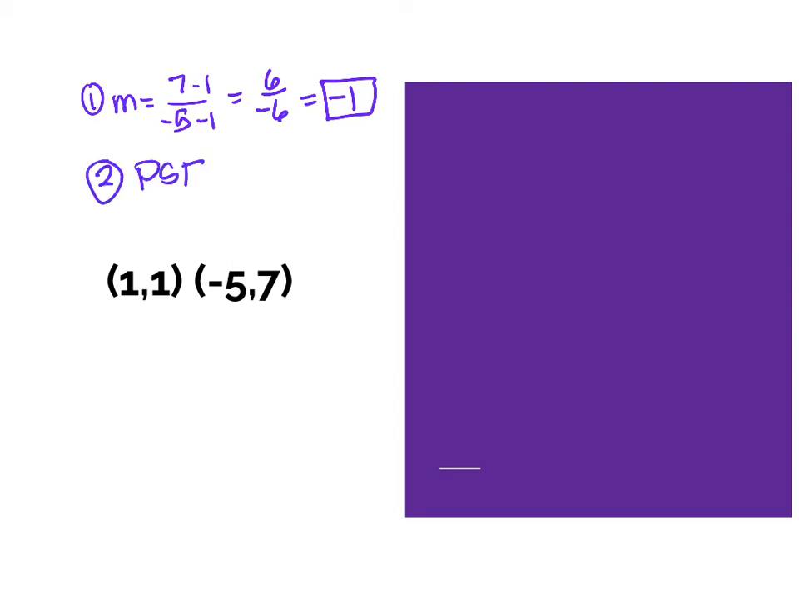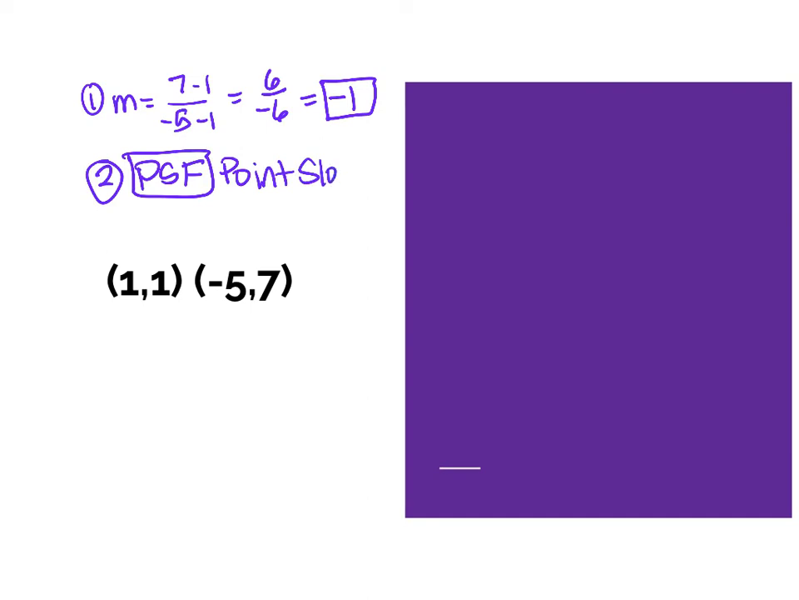So let's do this one a little faster. Our first thing we need to do is find the slope. So we're going to take 7 minus 1 over -5 minus 1. So that's going to give us 6 over -6. So our slope is going to be -1. So next, we're going to write it in PSF, which is point slope form.